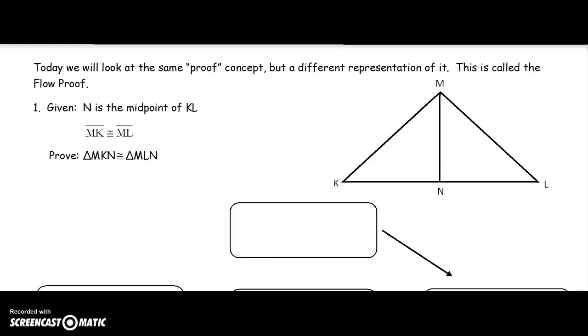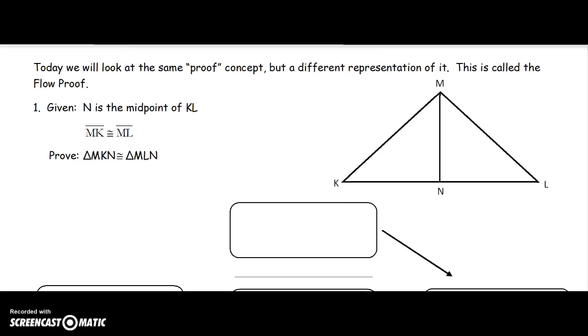Another way of looking at proofs is the flow proof. So yesterday and the day before, we did 2-column proofs where we organized our information in a table-like image. Today what we're going to do is organize our data in a flow chart. We're going to take everything that we need and put it into our final statement saying these two triangles are congruent.